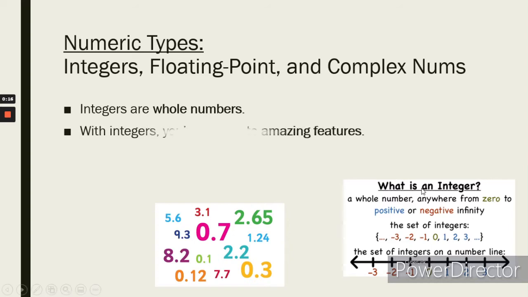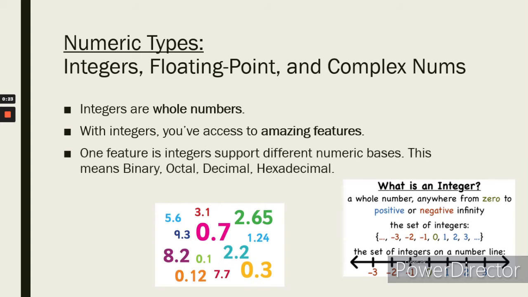With integers you have access to amazing features. One feature is that integers support different numeric bases. This means binary, octal, decimal, and hexadecimal. If you do a lot of math, you might have heard of these terms. But these are for future things. I just want to inform you, nothing else.